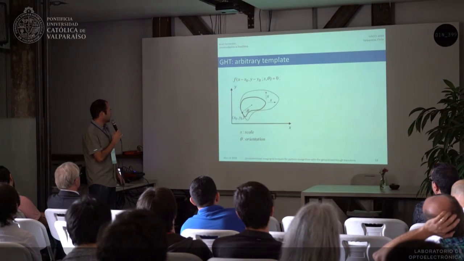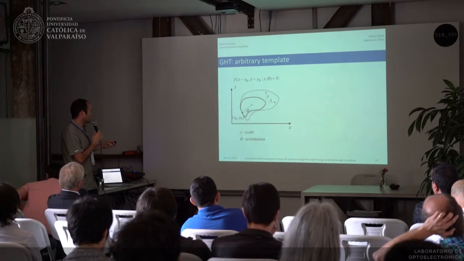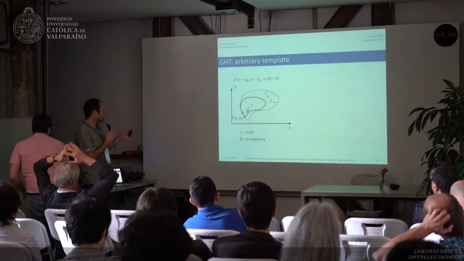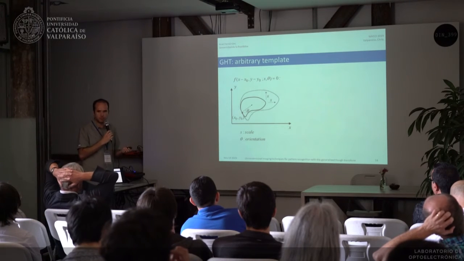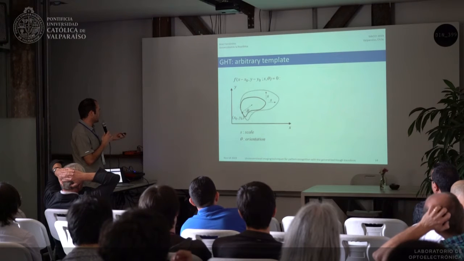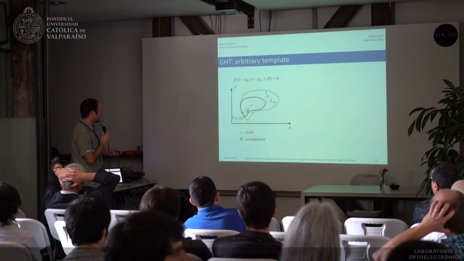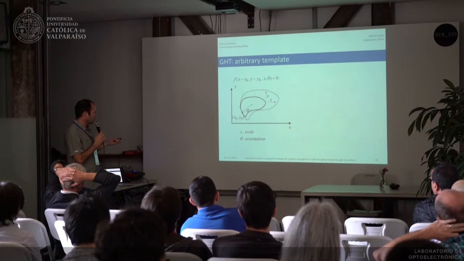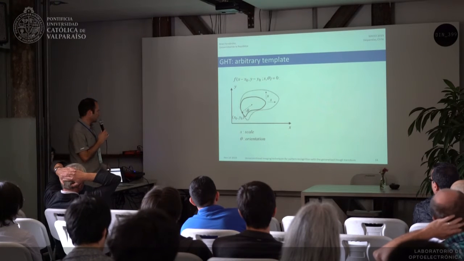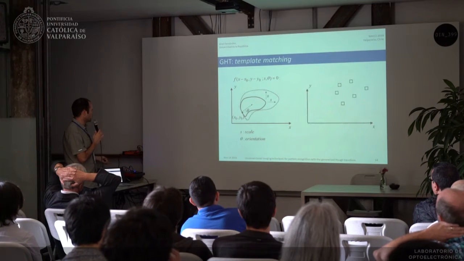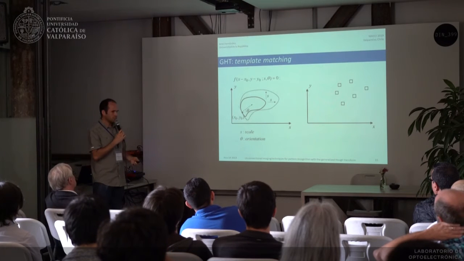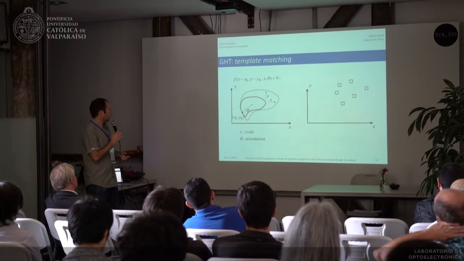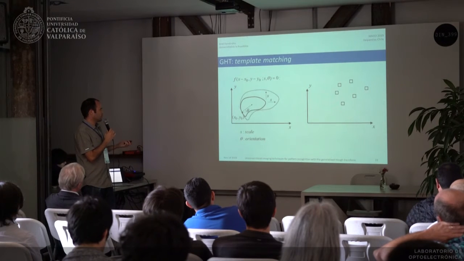In the case of a general or arbitrary template that is not possible to be written in an analytical form, we have a lookup table for the points that made this template, and we have 2 important parameters. One is scale, and the other is orientation. So, indeed, all this, including the circle Hough transform, is a method of template matching.